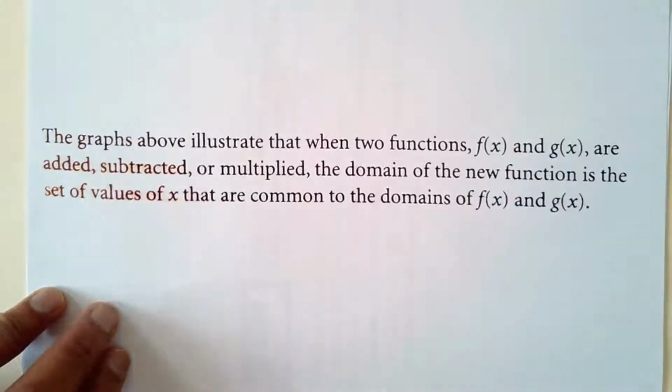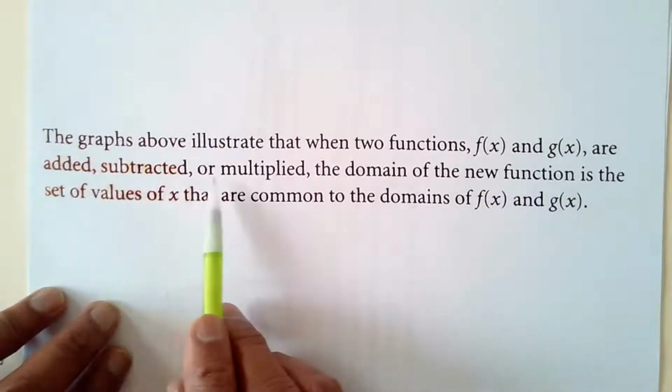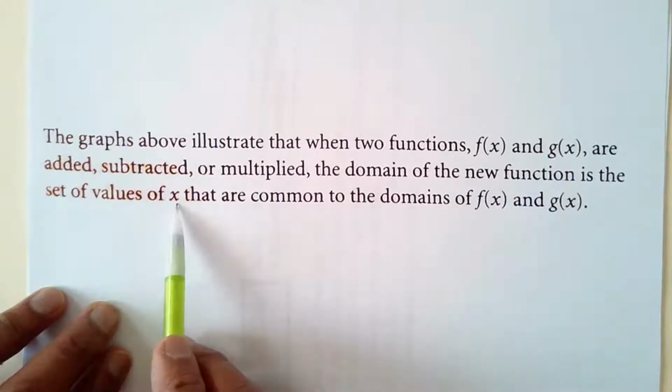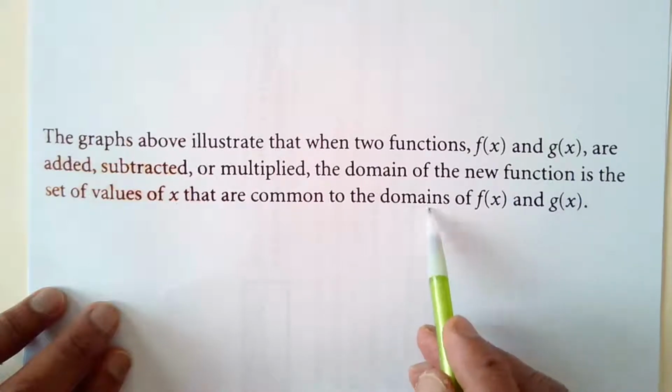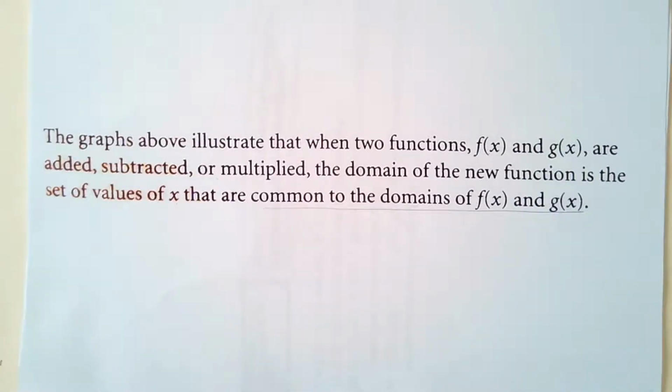So that's why we can say when we have two functions that are added, subtracted, or multiplied, the domain of the new function is the set of values of x that are common to the domains of f of x and g of x. So once we know the domains of f of x and g of x, we can derive the domain of the new function.